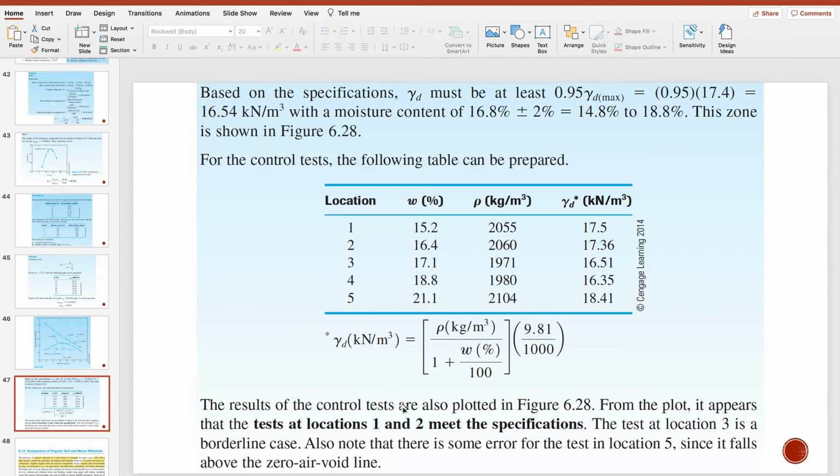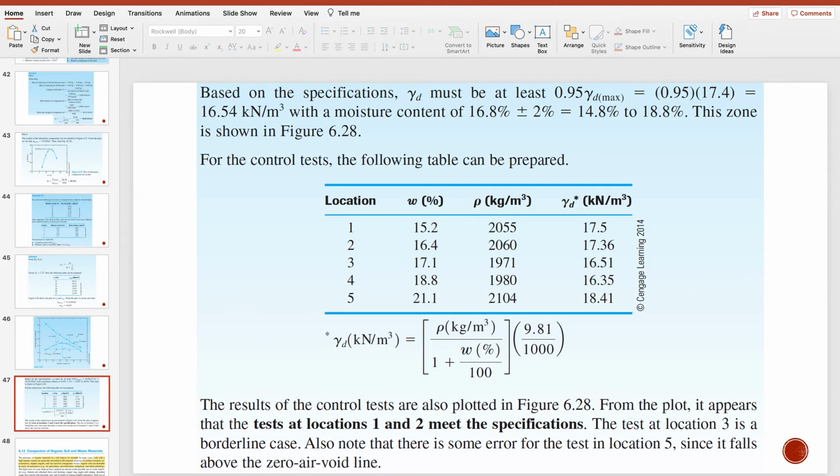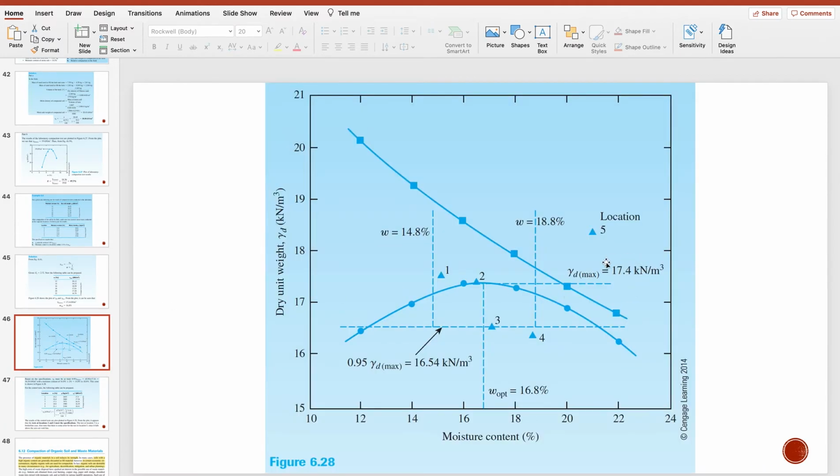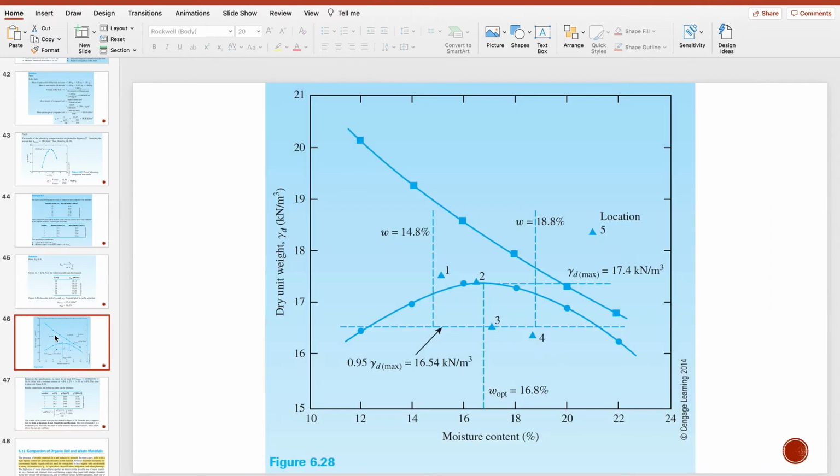So the results of the control test are plotted in figure 6.28. So nandito yun. So from the plot, it appears that the test at location 1 and 2 meet the specification. Pasok, ito, which is 17.4. Malapit. The test location 3 is a borderline case. So 16.51. So 16.54 at saka ayun, 16.44. So nasa borderline tayo. Okay?